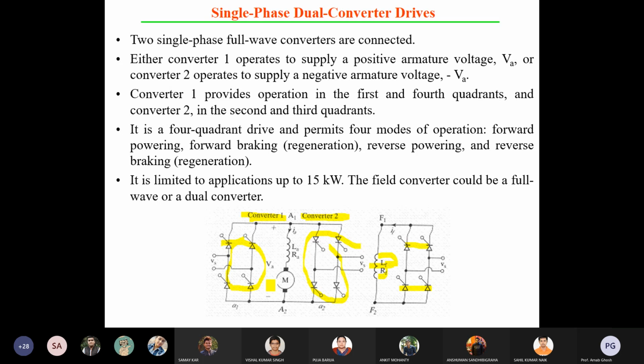Okay, suppose V is negative, I also negative. That is third quadrant. Now V is negative, I is positive. That is second quadrant. Everything is possible by this configuration. So that happens only for the dual converter drives.